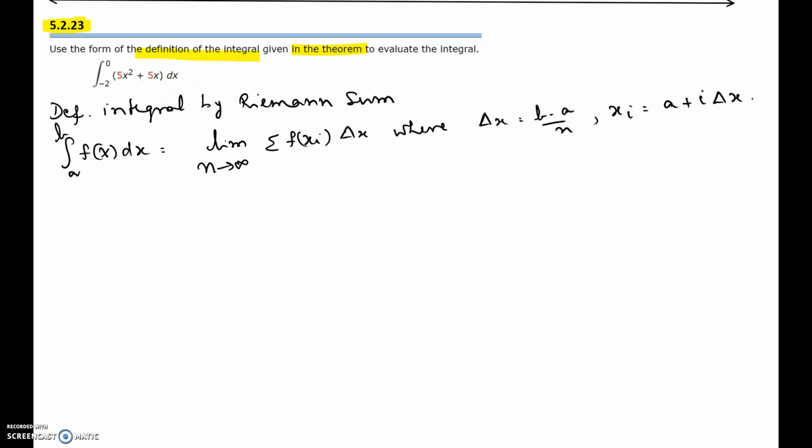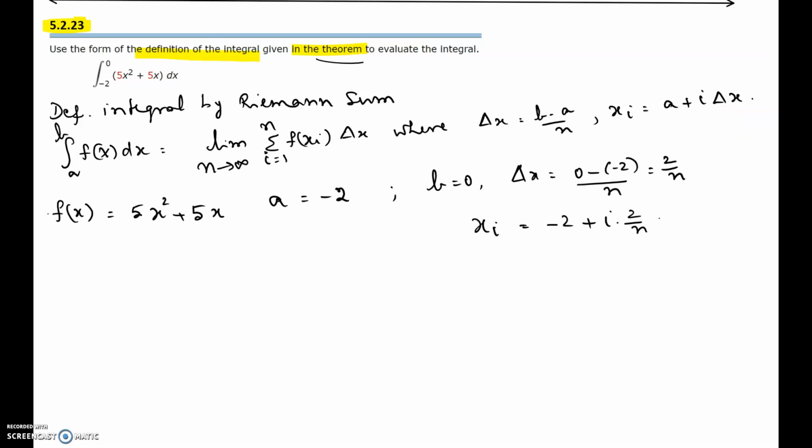So this is a problem where you have to evaluate the integral in a specific method known as the Riemann sum method. That's what the theorem is about. The definite integral by Riemann sum, integral a to b of f(x) dx, is the same as the limit as n approaches infinity of the sum from i equals 1 to n of f(x_i) delta x, where delta x is (b minus a) over n and x_i is a plus i delta x.